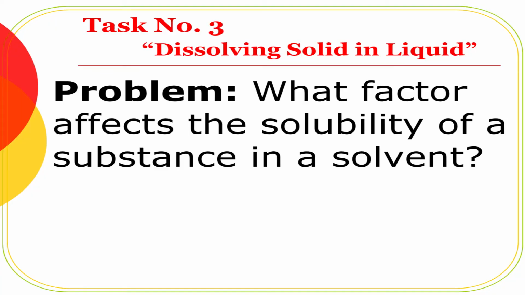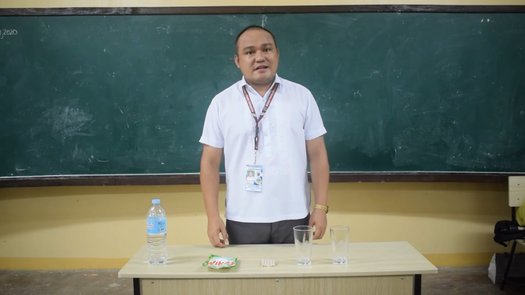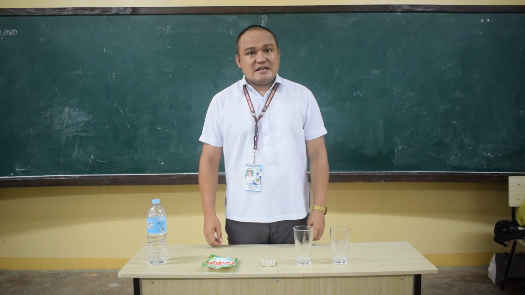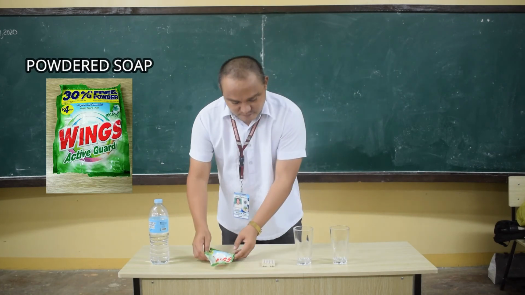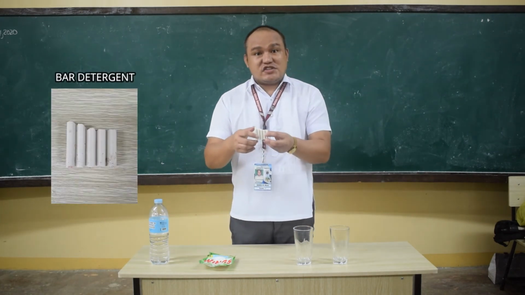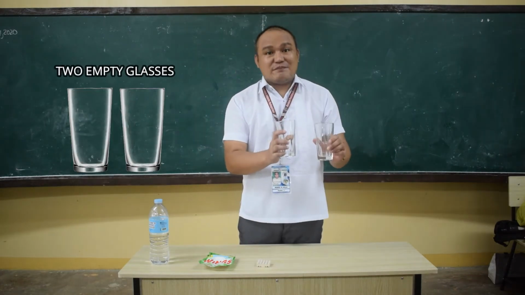Task number 3, entitled Dissolving Solid in Liquid. Problem: what factor affects the solubility of a substance in a solvent? Materials are the following: water, powdered soap, bar detergent, a small piece, and 2 empty glasses.